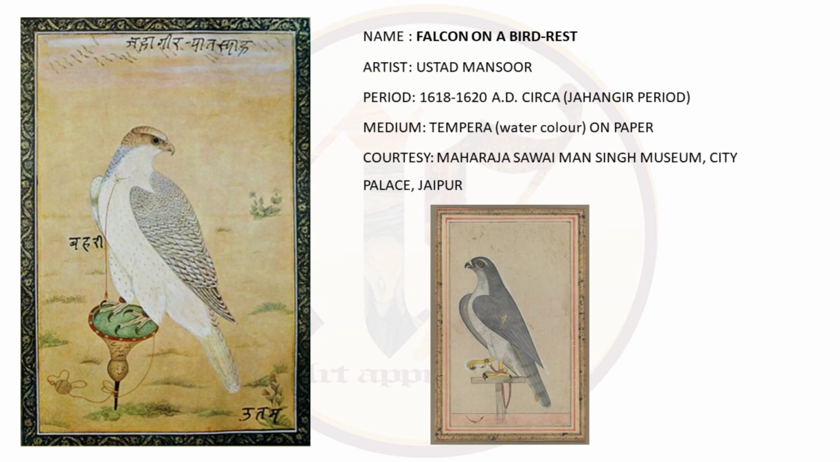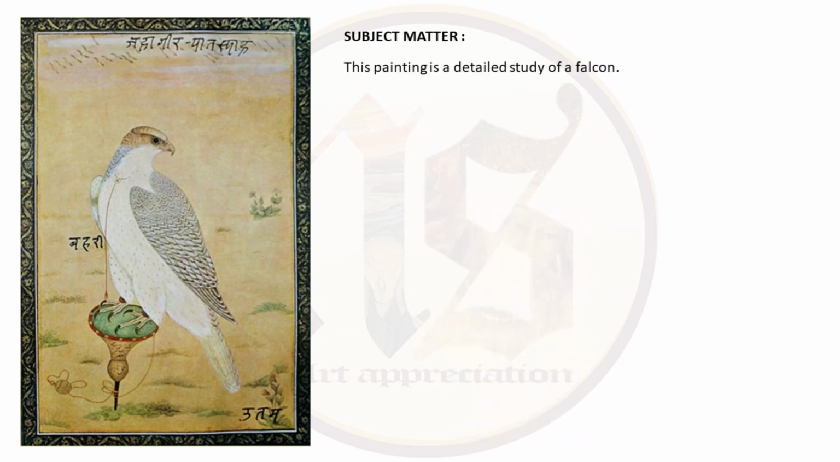The painting that you see, the smaller one on the slide, is also of a falcon, but it is from the Pahari school, which was done under Mughal influence. And this is in the collection of Cleveland Museum, Ohio, US. Subject matter is easy. This painting is a detailed study of a falcon. Jahangir was very fond of collecting birds and this bird somehow got killed by a cat. So Jahangir wanted to preserve the memory of the bird and this painting is still there in Jahangirnama.